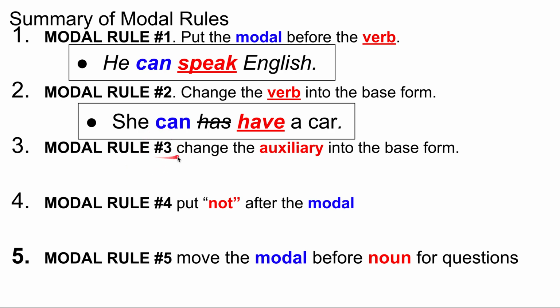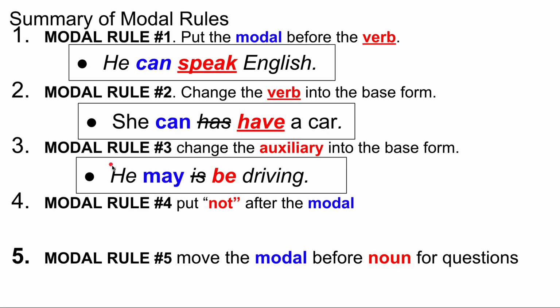Modal rule number three, we change the auxiliary into the base form. Okay, so we might write he is driving. Again, third person singular. He is driving. She is. It is. Mom is driving. But when I add any modal, may or any modal, we have to change is, the be auxiliary is, to the base form of the be auxiliary. So be. So he may be driving.